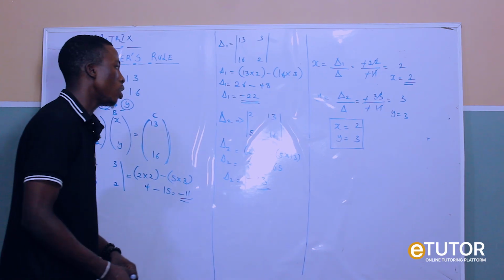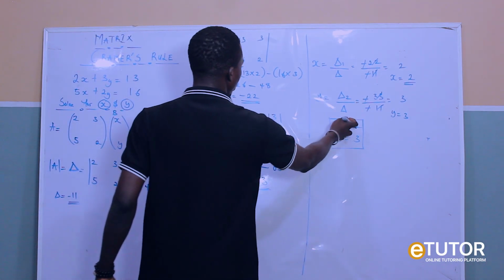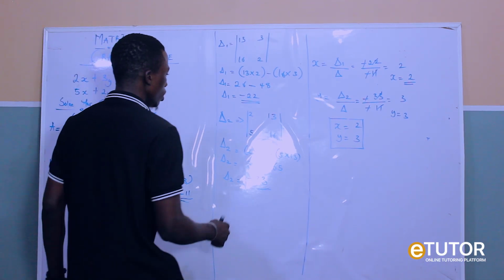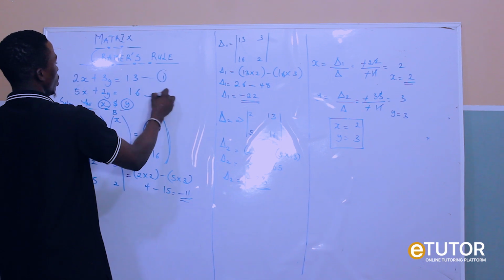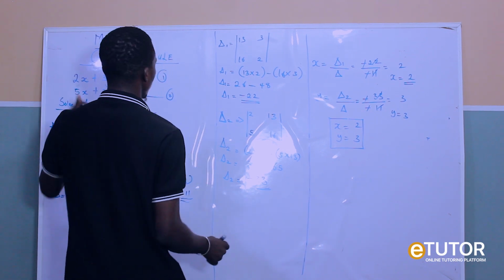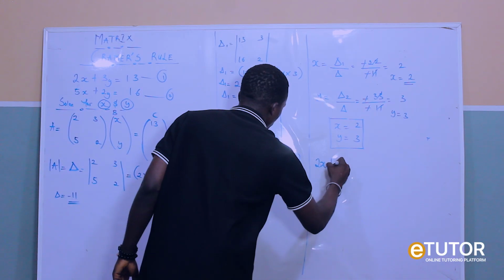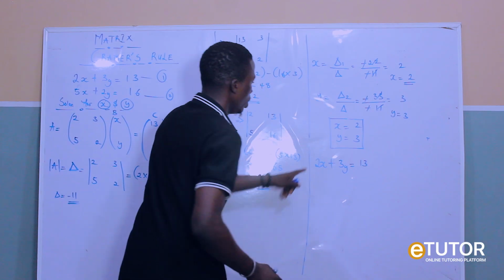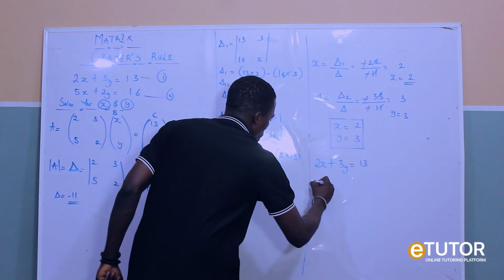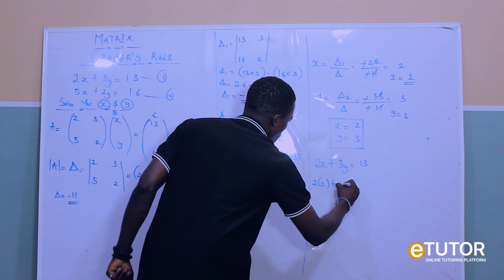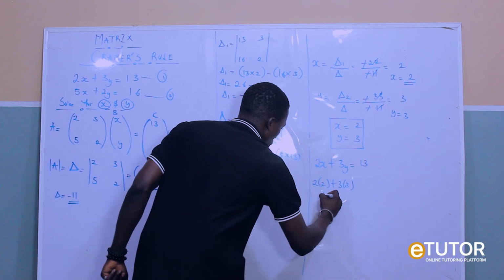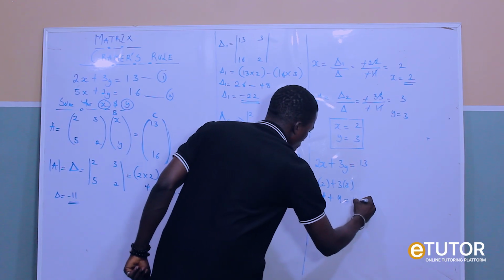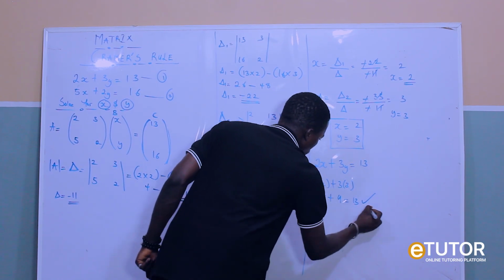So to check if you are actually correct, you can slot your values into any of the equations you want. You can use equation 1 or equation 2. So this is our equation 1, this is our equation what? Equation 2. So let us put it in equation 1. Equation 1 says 2x plus 3y is equal to 13. Let us put the values of x and y inside. So we have 2 open bracket 2 plus 3 open bracket 3. 2 times 2 gives 4. 3 times 3 gives 9. So 9 plus 4 equals 13. We were correct.